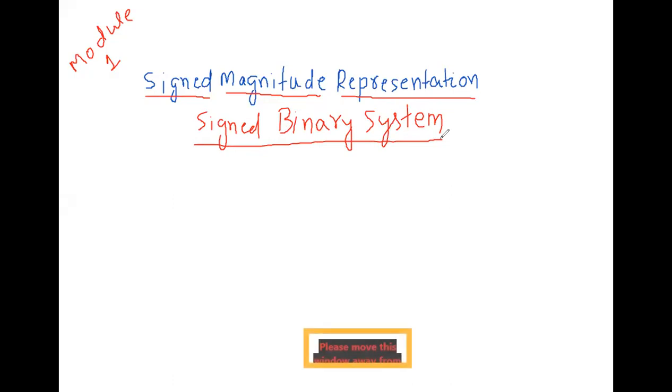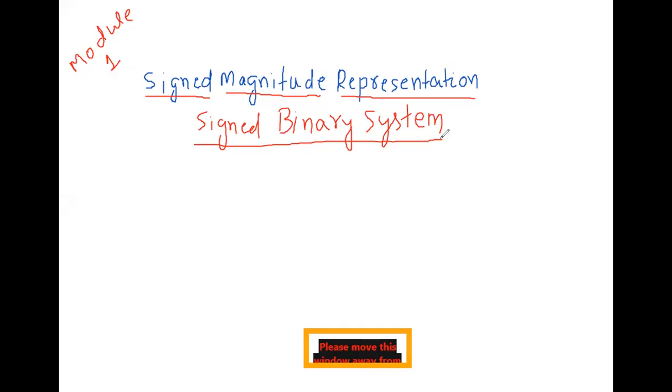We discussed only the positive numbers. But in this signed binary system, we have the option for negative binary numbers also. If it is required, it will be mentioned in the question: represent this in signed binary system. If it is not mentioned in the question, then you go through what we discussed previously in module 1, that is the binary system only, where there was no negative sign. But if the question says to represent this number in signed binary system, then you need to follow all the rules that we are going to discuss in this topic.